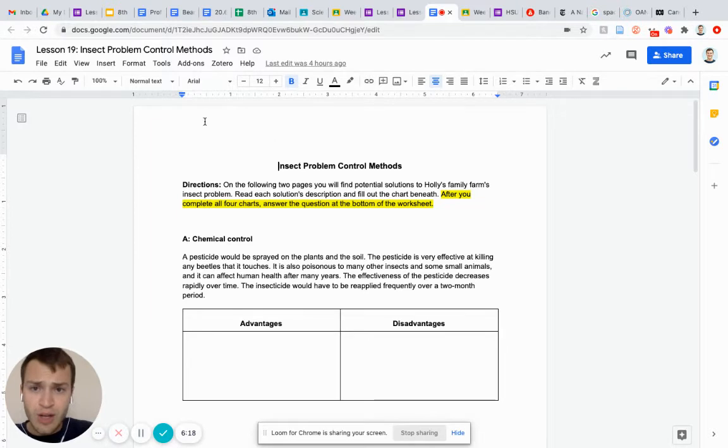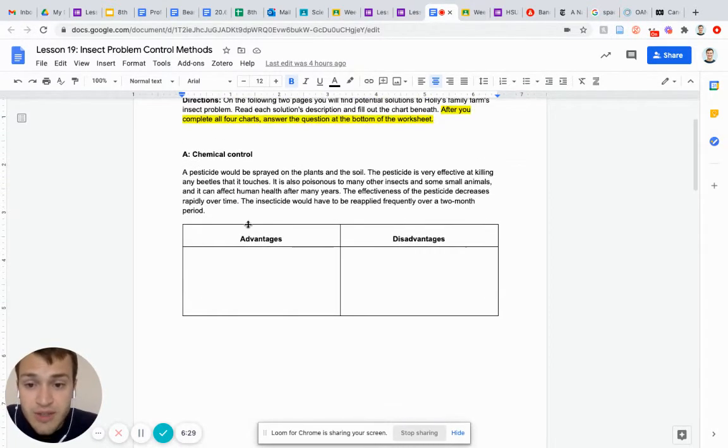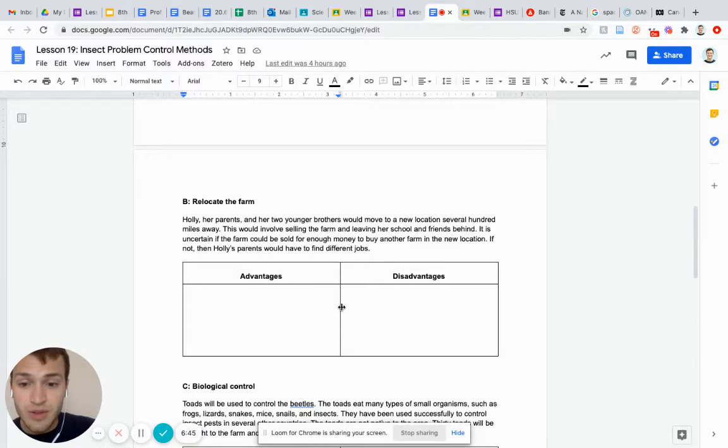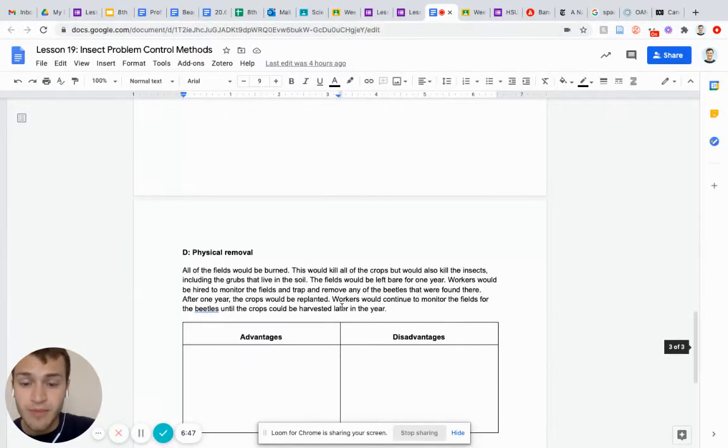So on Google Classroom, there's a post called Lesson 19, Insect Problem Control Methods. What you're going to do is look at the 4 different control methods and read them. There's a paragraph after each method. You're going to figure out the advantages and disadvantages of each control method. There are 4 control methods altogether, so you're going to do this chart 4 times.